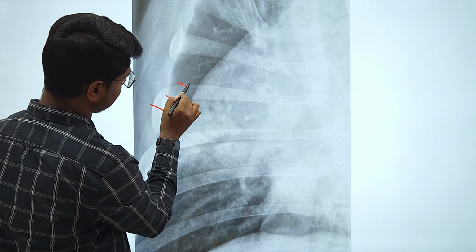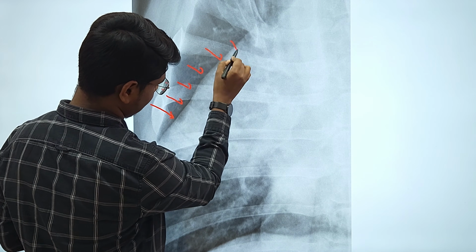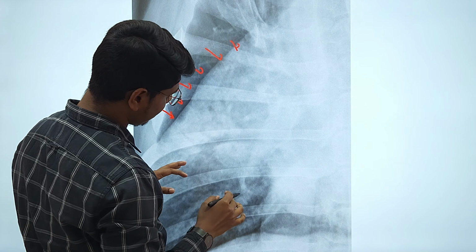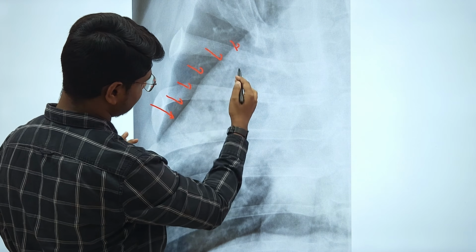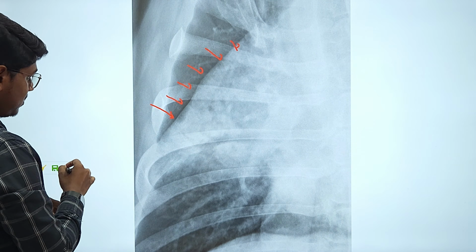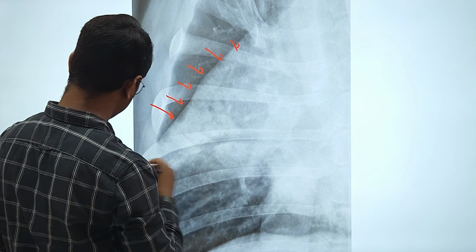This is another radiographic image. Can you see here the lobar sign? The bronchogram is not that visible, but the lobar sign is much more prominent. This is the lobar sign.